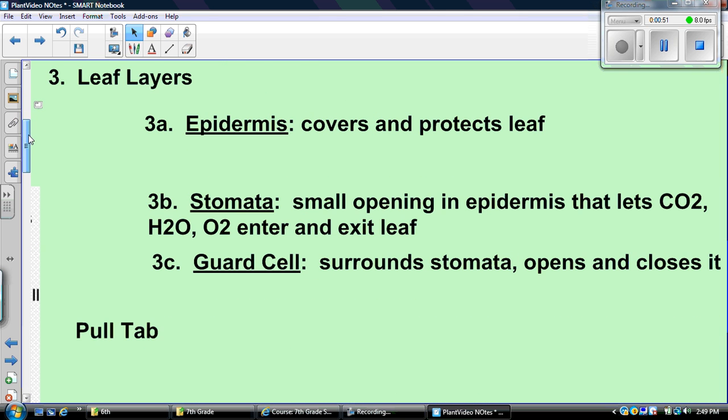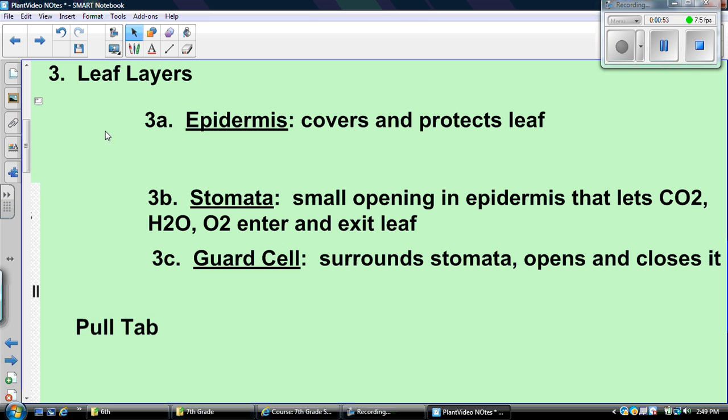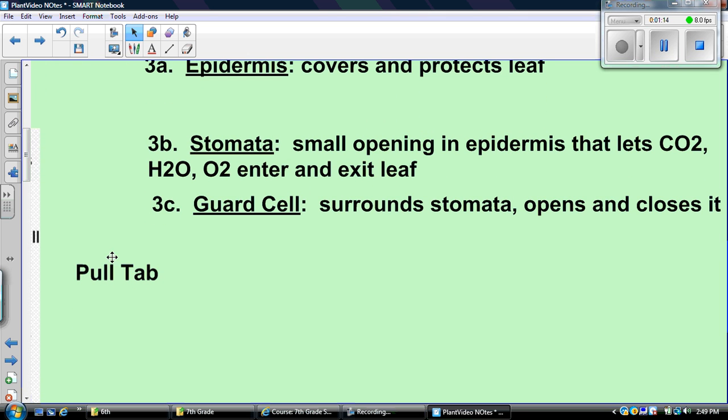Now the leaf has different layers. It has an epidermis, which covers and protects the leaf. They have stomata, which are small openings in the epidermis that let carbon dioxide, water, and oxygen enter and exit the leaf. And they also have a guard cell that surrounds the stomata that opens and closes it. So let's take a look at a cross-section of a leaf.